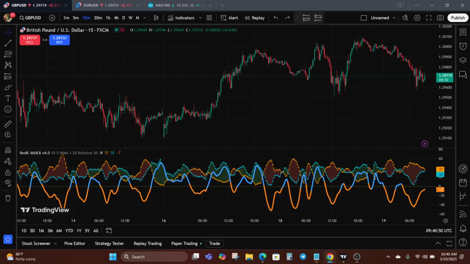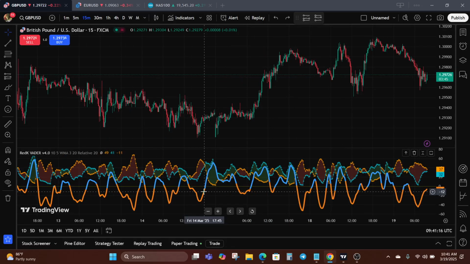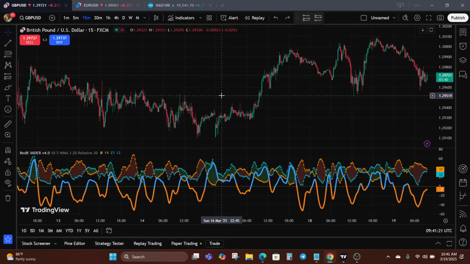So basically in this video we are going to be discussing the VADER indicator. All right, as you can see on the chart, the VADER indicator is an oscillator. It is plotted on a separate indicator window, as you can see right here. Now, this indicator can help traders to identify prevailing momentum in the market. It's quite a straightforward indicator, and this indicator can be used across several asset classes.